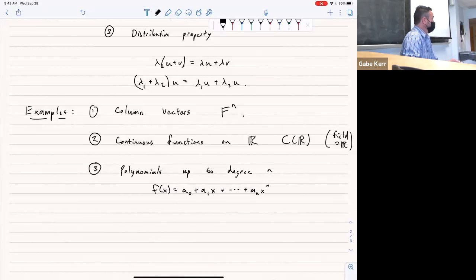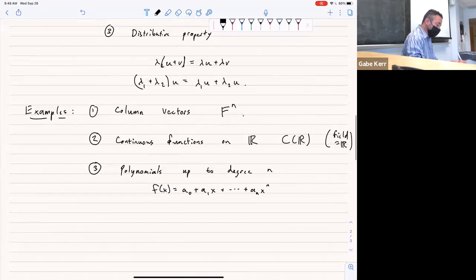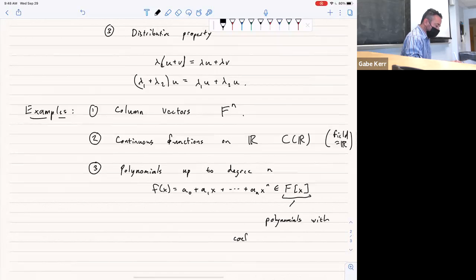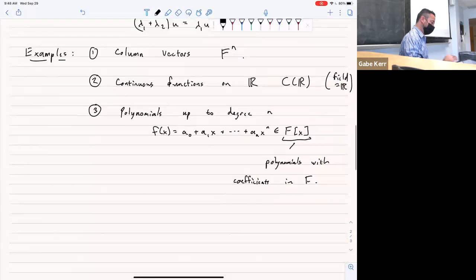You can add these to get a polynomial of at most degree n. You can multiply them by an element of your field. This is what you would write: polynomials with coefficients in your field F. A very important thing to consider. These are some examples of vector spaces. Very, very common examples of vector spaces.